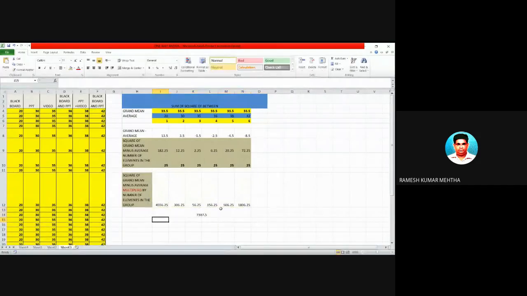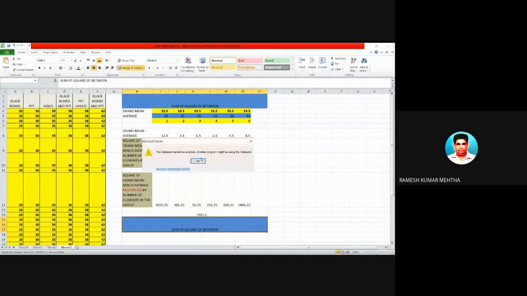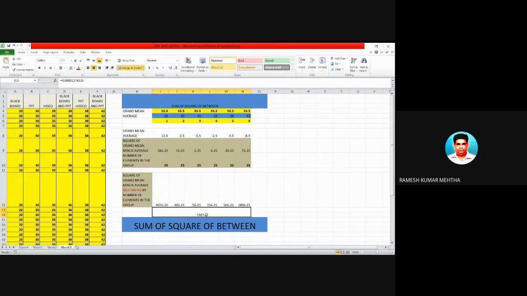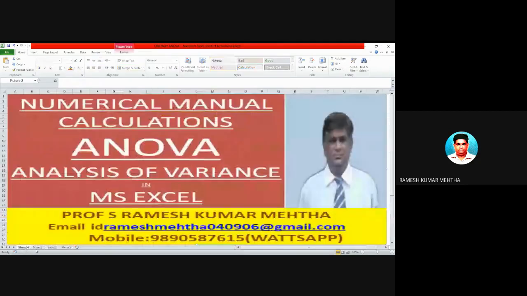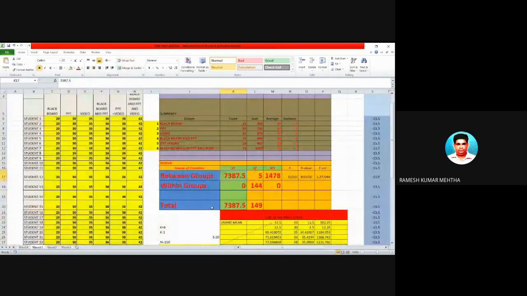So I got sum of squares between figure, which is 7387.5. You can see. So let's compare whether I got the same answer or not. So let's go back. So yes, between it is 7387.5. Hope you have understood the mechanism, manual way of calculating ANOVA as far as sum of squares total is concerned and sum of squares between is concerned.